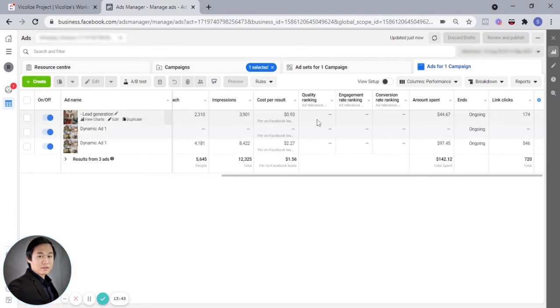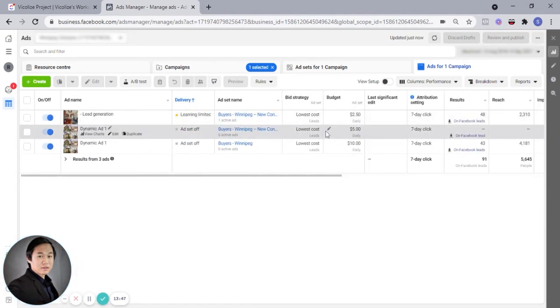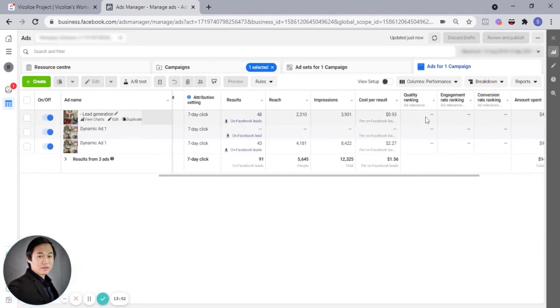So if you spend a good amount of money on it and it gets out of the learning phase, then there will be a ranking over here, which will say if the ad is average, above average, or below average. So it kind of gives you a good idea what type of content you have, what type of ad creative, and what the ranking of your ad image or ad copy is.